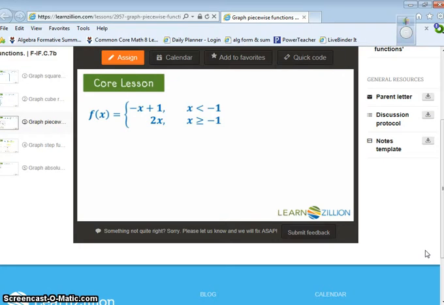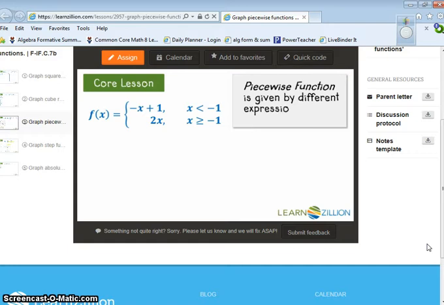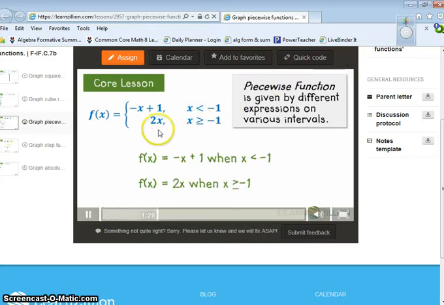We have a piecewise function. The definition of piecewise function is given by different expressions on various intervals. So, if we look at this, this is actually two functions put together. That's why it's piecewise. The first function is f of x equals negative x plus 1 when x is less than negative 1. The second one is f of x equals 2x when x is greater than or equal to negative 1.